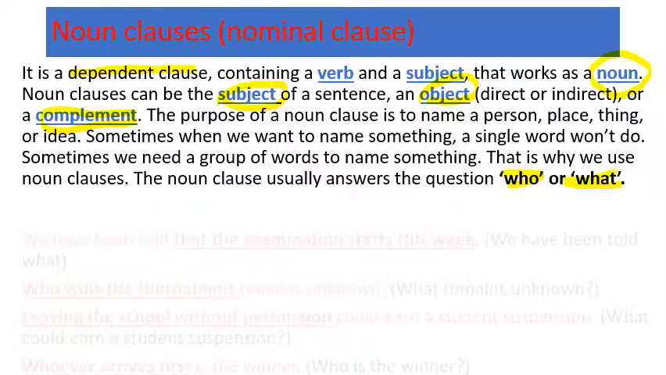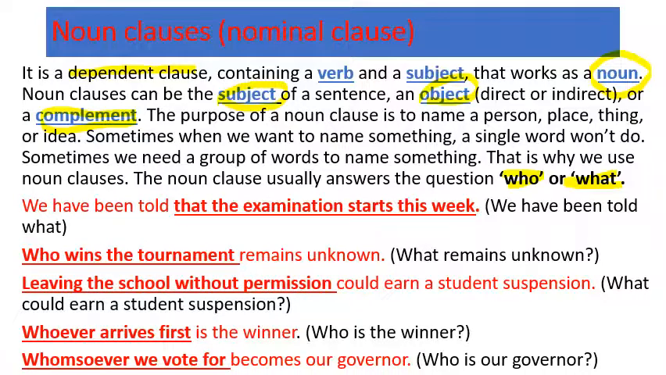Let's see the following examples. I have been told, right, before completing reading the sentence, let's cover with our hand the bold type or the underlined part of the sentence. I have been told what? Okay, I have been told what? I've been told that the examination starts this week. In this case, we can see that this sentence answers what?